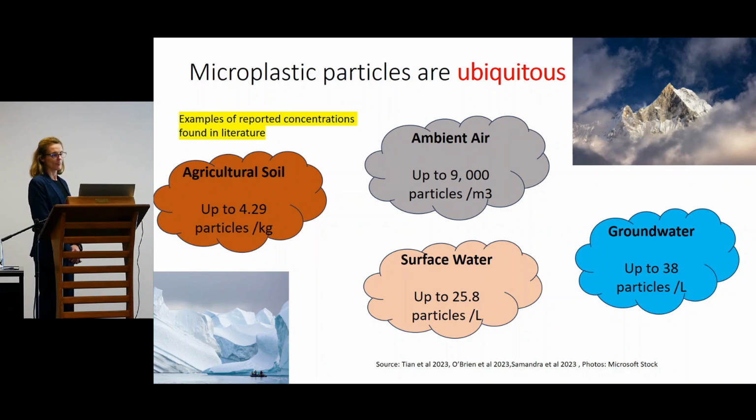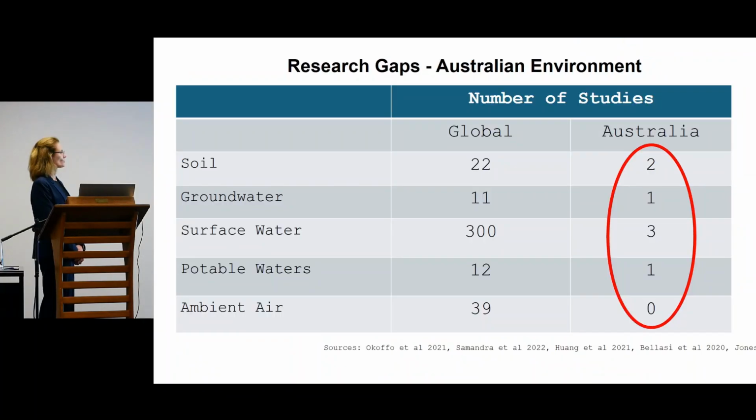However, although it seems globally they are ubiquitous in the environment, there is very little known about Australia. There are some considerable research gaps about the Australian environments and concentrations in Australia. This is an example of the number of studies that have been done globally compared to what's been done in Australia, and we have a severe lack of knowledge in terms of the distribution and the concentration of particles in the Australian environment.